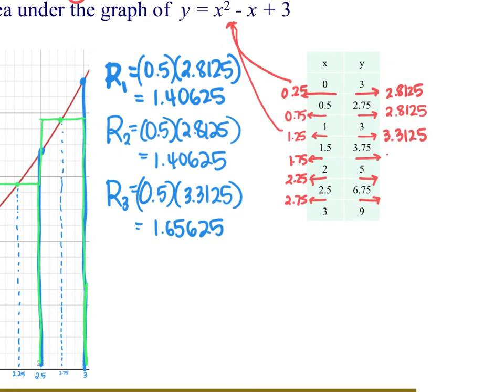That gives me 4.3125. How about the next one? 2.25 squared minus 2.25 plus 3. That's 5.8125. And then the last one at 2.75 squared minus 2.75 plus 3. That's 7.8125. Okay, just make sure that your numbers are between all the other numbers you need to have.